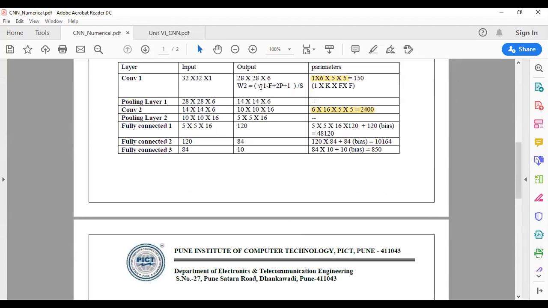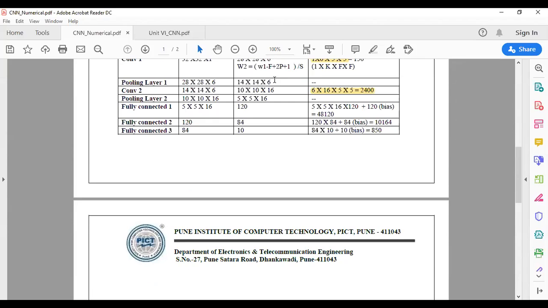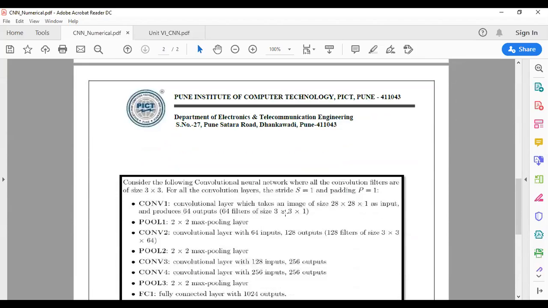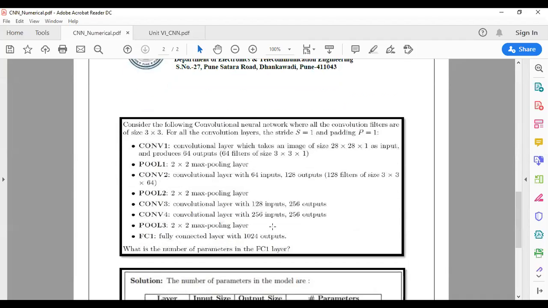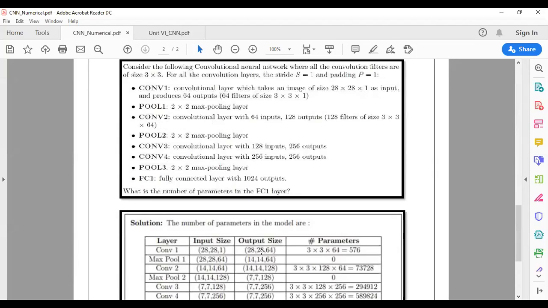So if I substitute it here, 28 minus 3 plus 2 into 1, plus 1. So this W1 is 28, F is nothing but 3, 2P is 2, plus 1. So 28 plus 3 minus 3. So the W2 and H2 that you get will be 28. And the parameters will be 64 filters, 3 by 3.